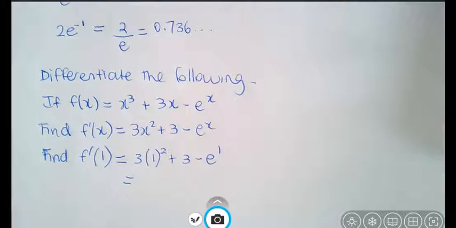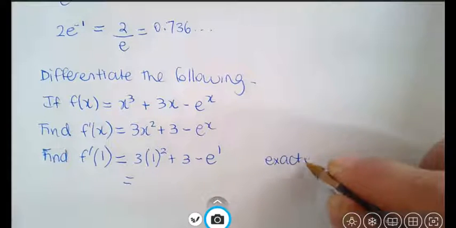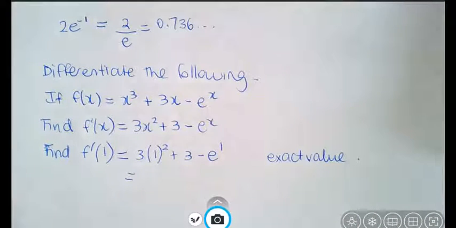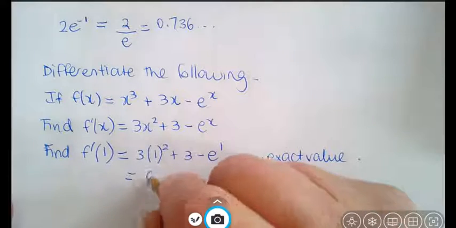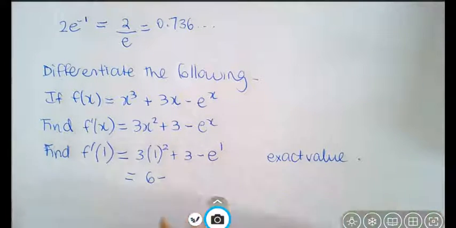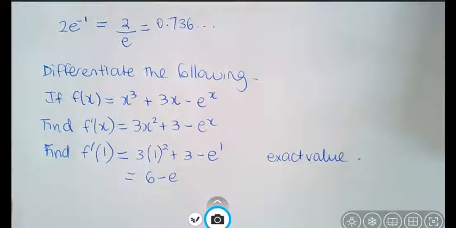Don't use your calculator. I need an exact value. So do not put e into your calculator unless they are asking for so many decimal places or significant figures. So 3 times 1 is 3, plus 3, that's 6, minus... no, you leave it as e, as an exact value. So f dash 1 is 6 minus e. So often you'll have to leave your answer as an exact value.